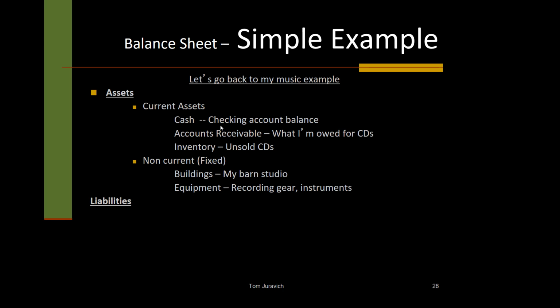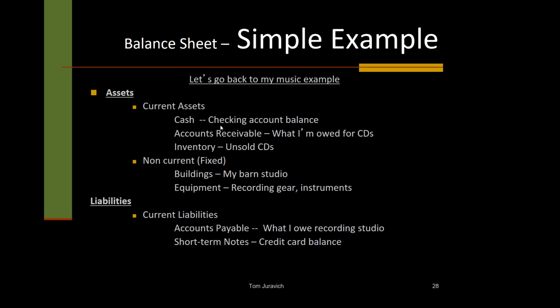On the liabilities side, we also have current and fixed liabilities. So my current liabilities are the accounts payable, what I owe the recording studio. Of course, I've paid them. The short-term notes, any kind of credit card balance I have. And then on the non-current side would be the long-term debt, that is the home equity loan I took out to build my studio. And it's actually a good way to think about the difference between current and fixed liabilities. Credit cards we're supposed to use to charge incidentals that we pay off within a year. A home equity loan is borrowing for a much longer time frame.